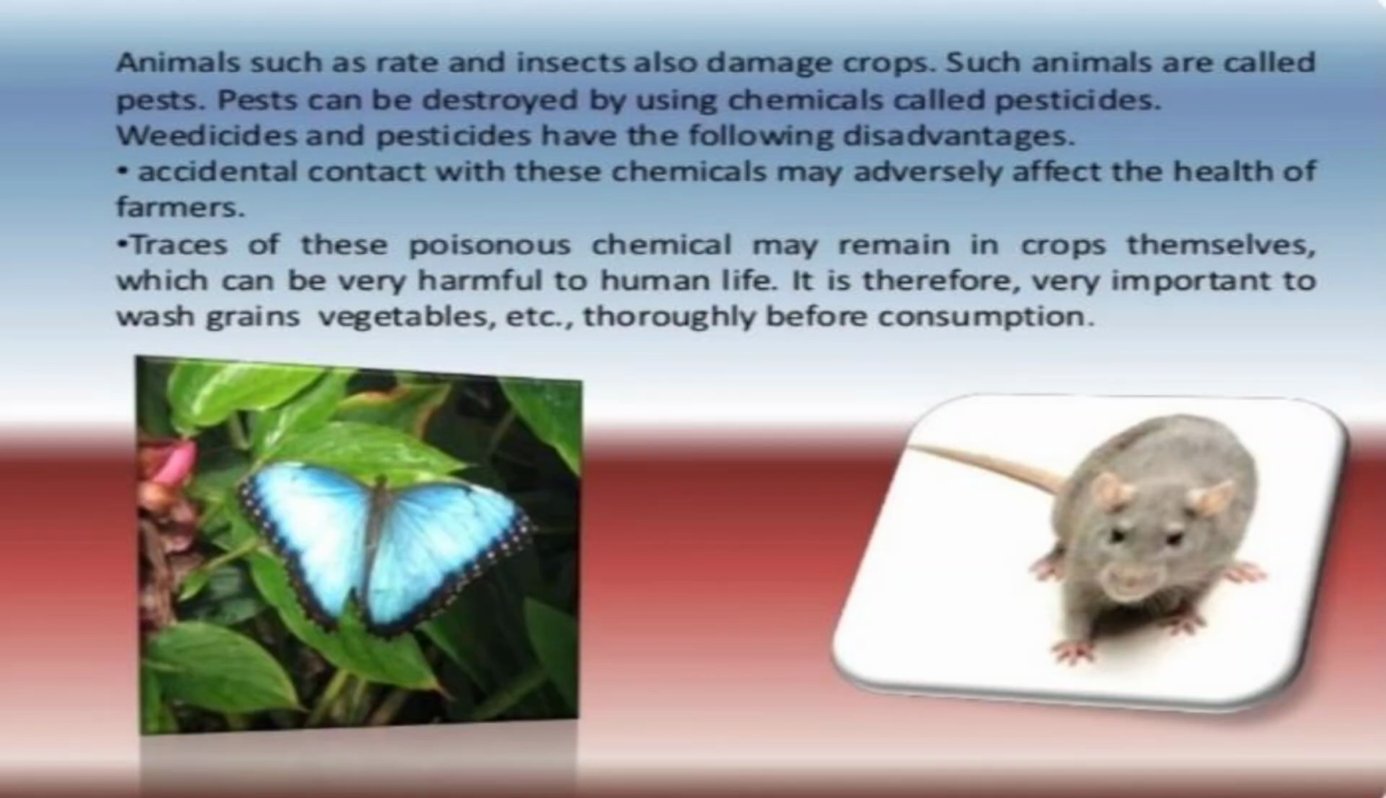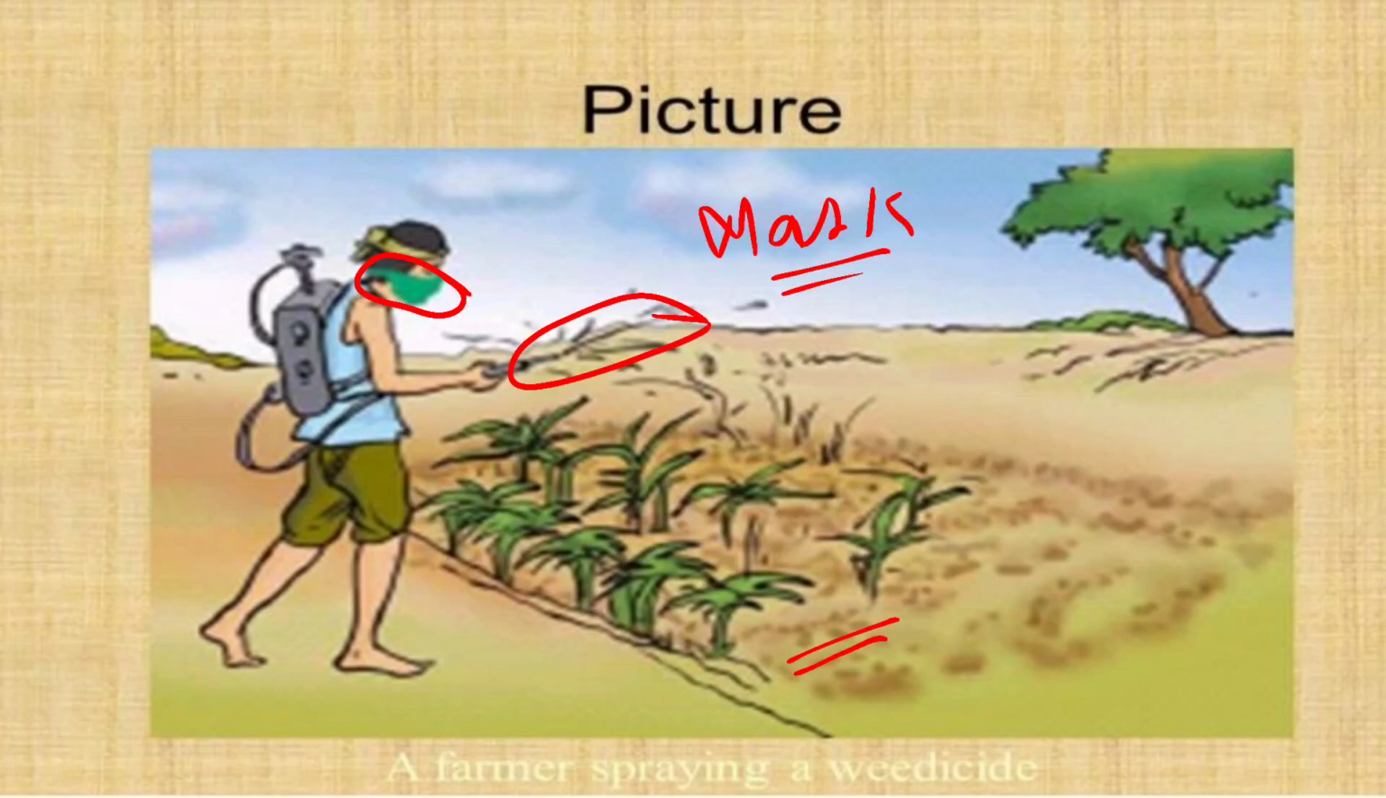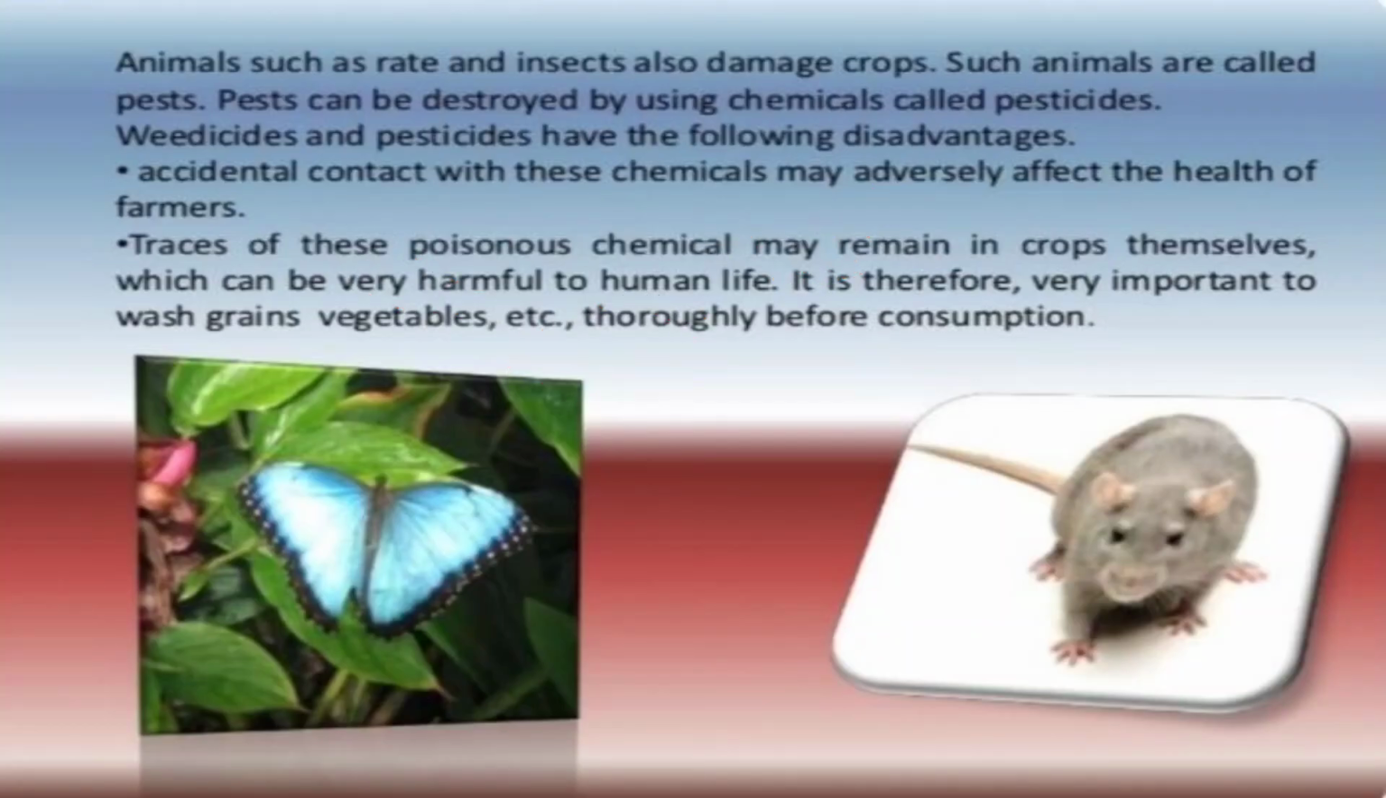Next we have these pictures. This shows farmers spraying a weedicide on the weeds to stop them from growing. These are the weeds that have grown, and they are spraying the weedicides on the ground. And see here, the farmer is wearing a mask. Why? Because if the weedicides get into the body of the farmer, they can affect his health. Understood.